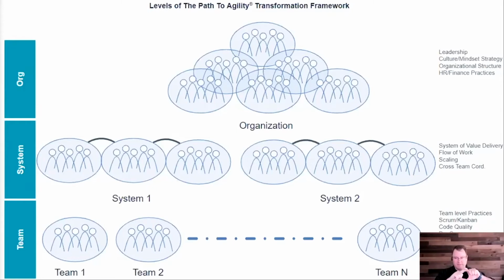So here's where SAFe practices and other things come into play. Path to Agility is not a replacement for Scrum or SAFe or LeSS or Kanban. Path to Agility is a lens that you can apply, kind of an umbrella, if you will, across all of these Agile practices that we might employ, and it gives us a way of making sense of where we are and identifying next steps that we need to take.